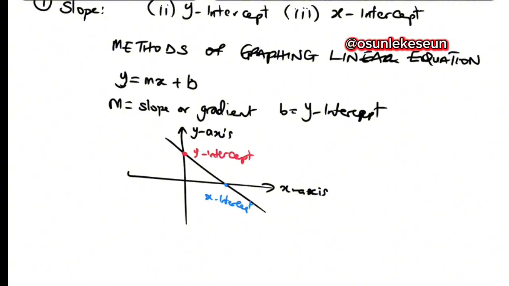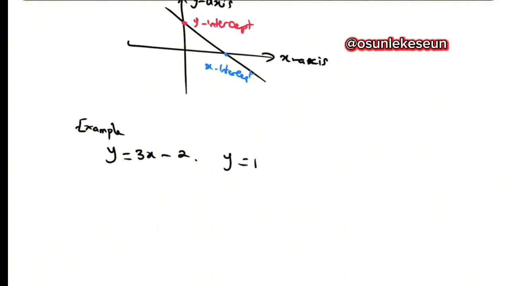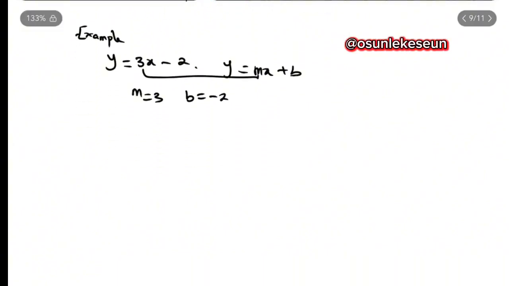If we can find both the y-intercept and the x-intercept of the equation, we can easily plot a linear equation with that. So let's say, for example, we want to plot the equation y equals 3x minus 2. Using the formula y equals mx plus b, if we compare both of them, you discover that m equals 3 and b, which is the y-intercept, equals minus 2. So on the graph, the y-intercept is at minus 2. That means the line goes through the y-axis at minus 2.